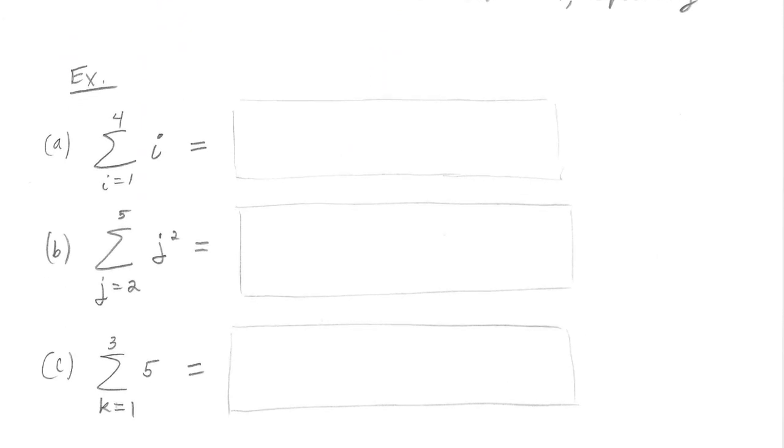For example, what if we want to do the sum i equals 1 to 4 of i? Well, there's going to be 4 terms. So when i equals 1, the term a_i just looks like i, so it's just 1. And then when i is 2, we just get 2. When i is 3, we get 3. And then we get 4. Adding these up, it's 3, 6, 10.